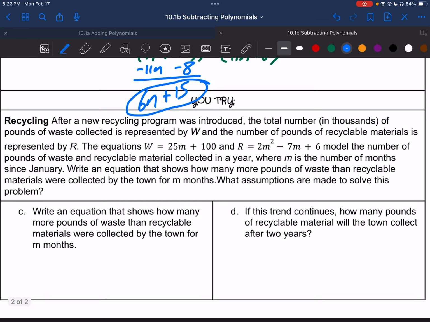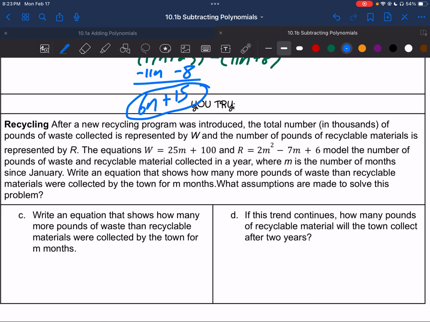All right, our you-try problem for this question. After a new recycling program was introduced, the total number, in thousands of pounds, of waste collected is represented by W, and the number of pounds of recyclable materials is represented by R. The equations W equals 25m plus 100 and R equals 2m squared minus 7m plus 6 model the number of pounds of waste and recyclable materials collected in a year, where m is the number of months since January. Write an equation that shows how many more pounds of waste than recyclable materials were collected by the town for m months. All right.